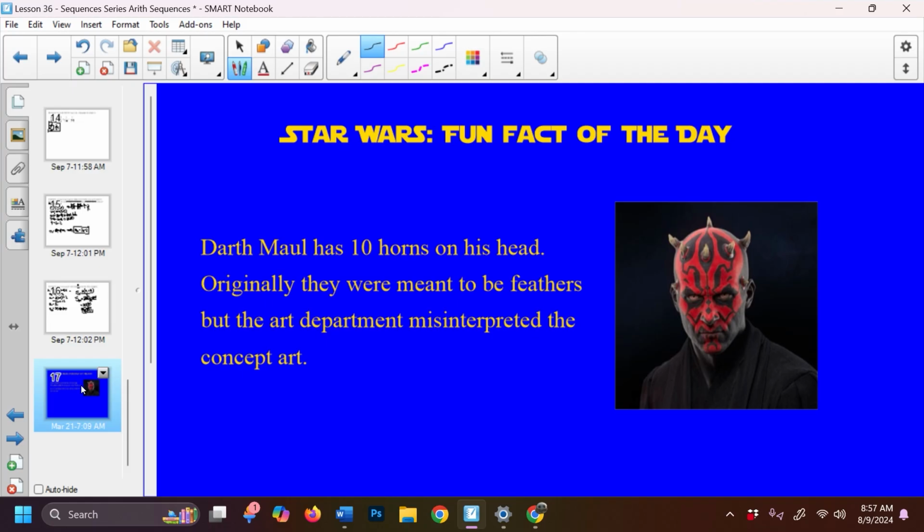Star Wars fun fact of the day. Darth Maul has 10 horns on his head. Originally, they were meant to be feathers, but the art department misinterpreted the concept art, and I think he looks way more menacing and mean and nasty with horns. He would look a little wimpier with feathers, but again, what do I know?